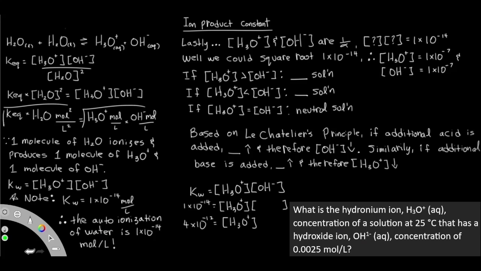Find the product constant. As you can see here, we only have our reactants as water because we're looking for the auto-ionization of water. What is being released? Our H3O plus, which would be an acidic solution. We're also releasing OH minus, which would be a basic solution. We're going to be putting all of them into our equilibrium constant expression.